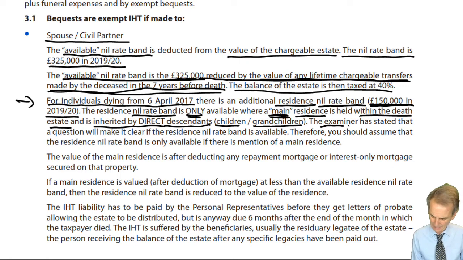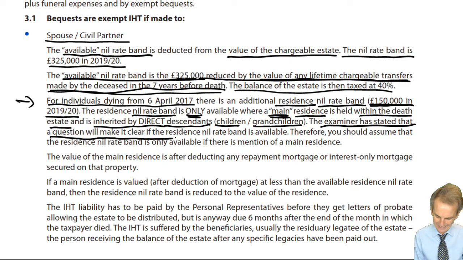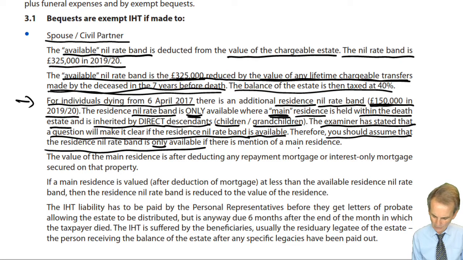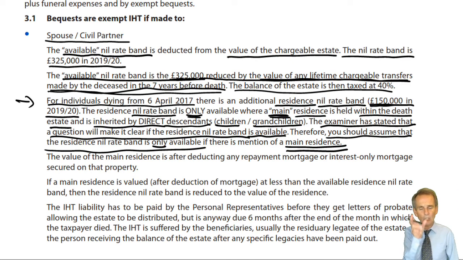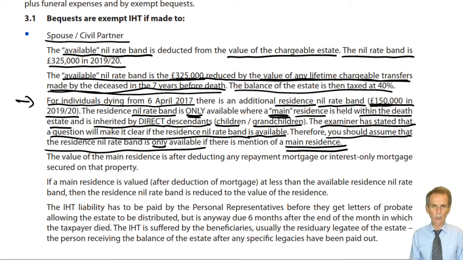That is only available where a main residence is held. And to help us here, the examiner has stated that a question will make it clear if the residence nil rate band is available. Therefore, you should assume that the residence nil rate band is only available if there is mention of a main residence. So that term has to be within the question, that the individual within their death estate held a main residence. That main residence, that language used, indicates that the residence nil rate band is then available. That, of course, only being available if the bequest that you make on death there, you gift that to a direct descendant, either a child or a grandchild or combination of children and or grandchildren, whatever it might be.